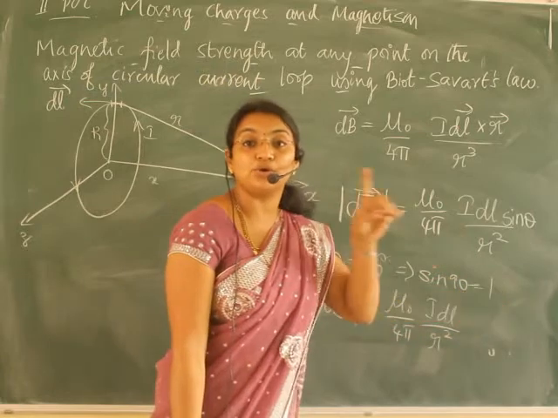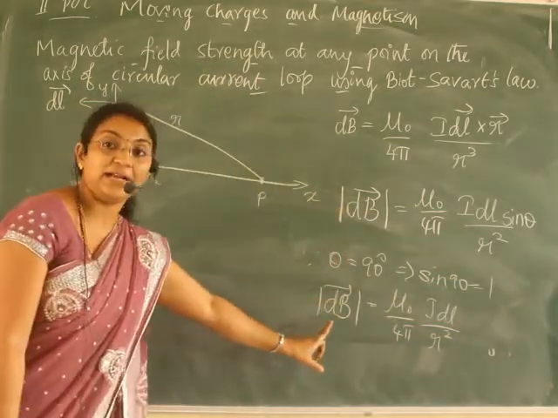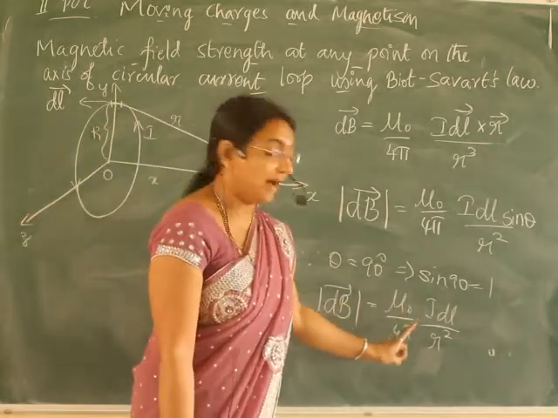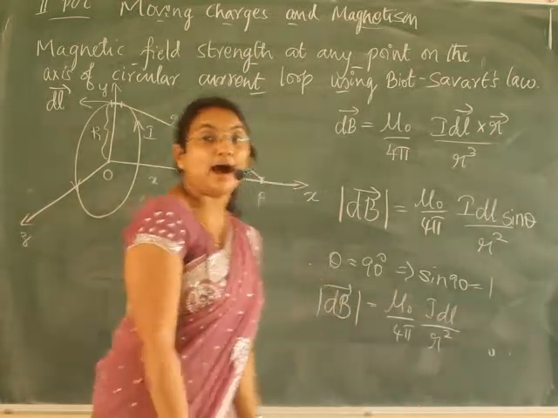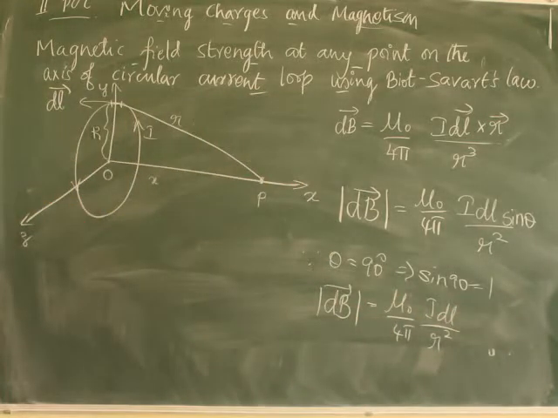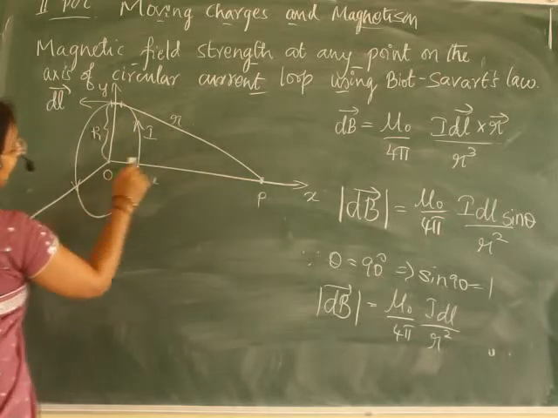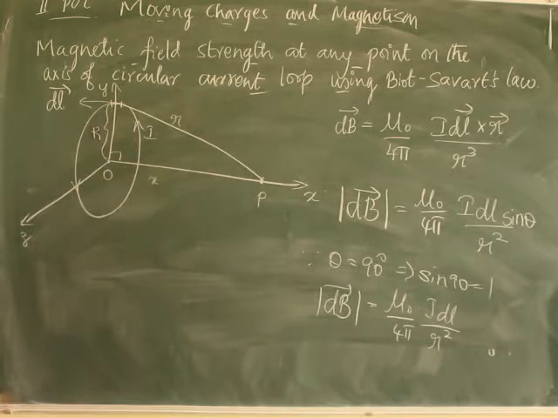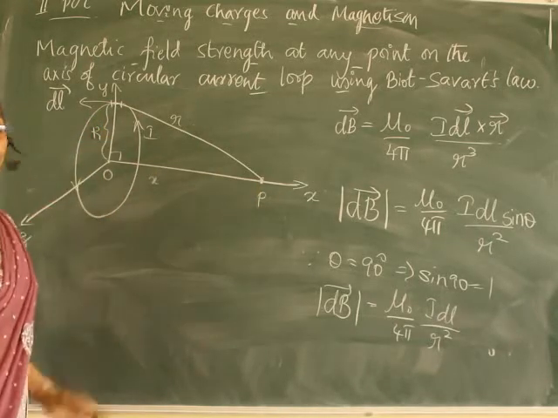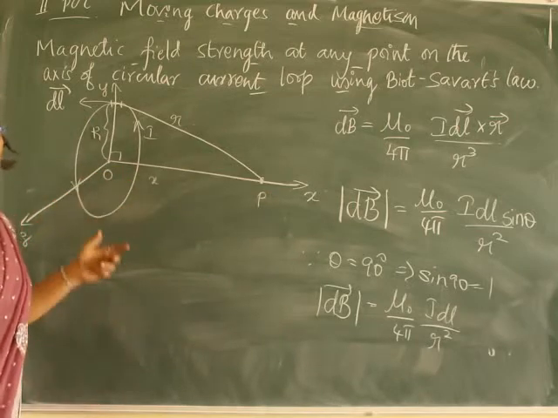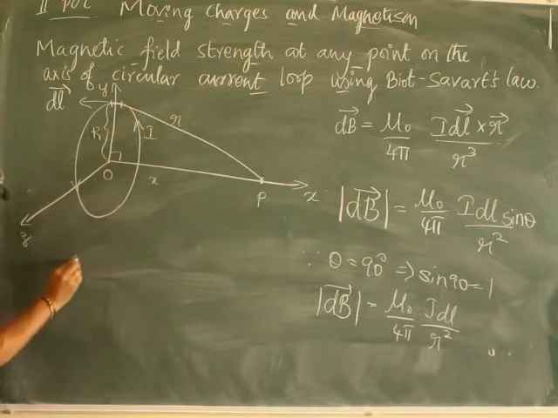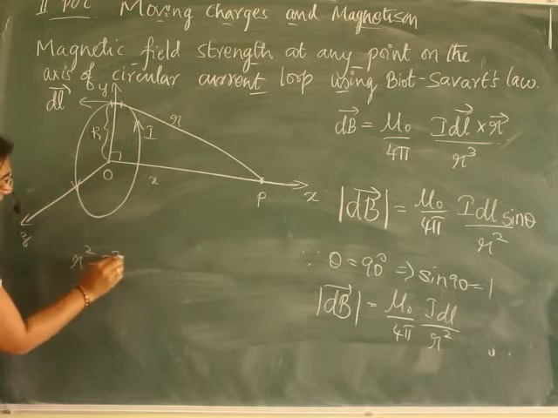Sine 90 is equal to 1. Therefore I can write the magnitude of the magnetic field is equal to mu naught by 4 pi I dl by R square. Okay, next, see here, this is nothing but a right angle triangle. See here, 90 degrees, correct? What can I use for this right angle triangle? Yes, by using the Pythagoras theorem, I can say R square is equal to R square plus X square.